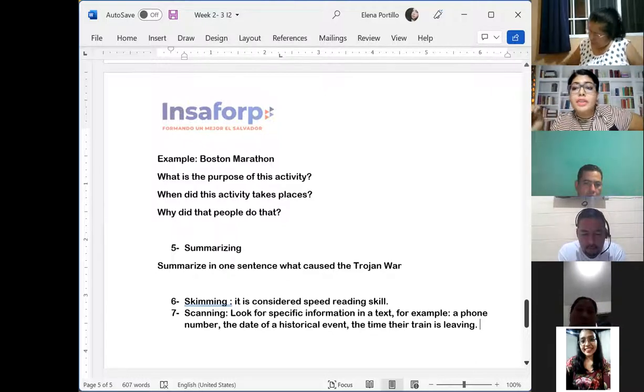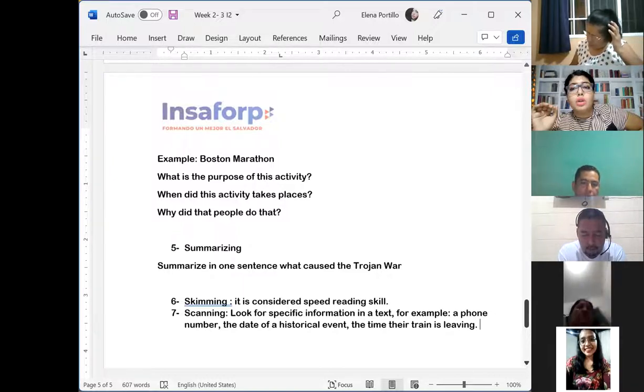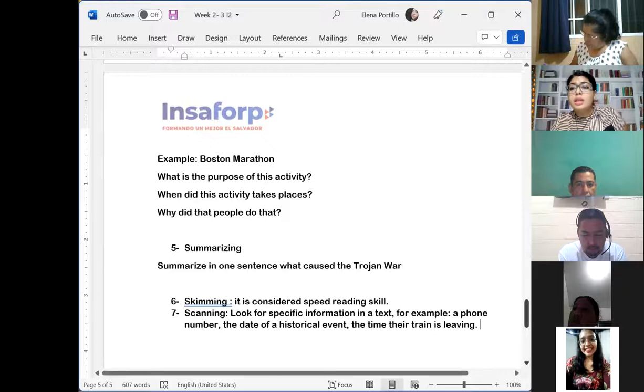Yeah, specific information that we need to solve some questions, to solve some things that we have in our daily life. And it is very useful also when we want to find specific information in things that we are doing in our daily life, like the dates in the medicine, or the day for a day with the doctor, something like that.